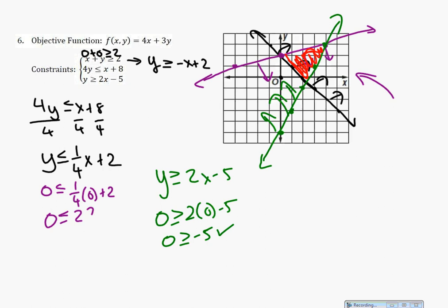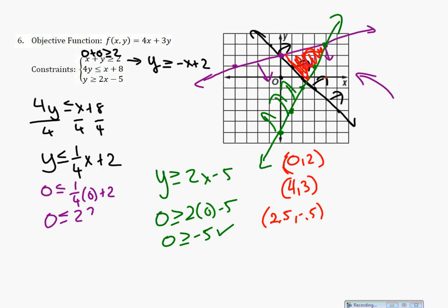So I've got 0, 2 is one point. I've got 4, 3 is another point. And then this one looks to be about 2.5, negative 1/2. So I'll go 2.5, negative 0.5.